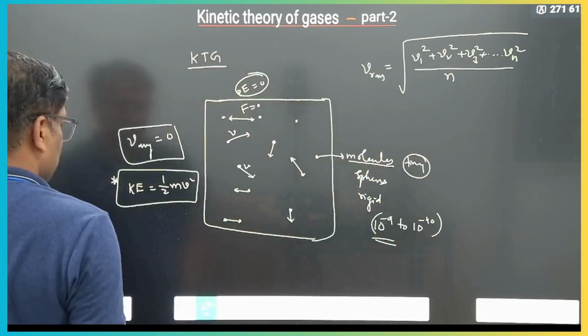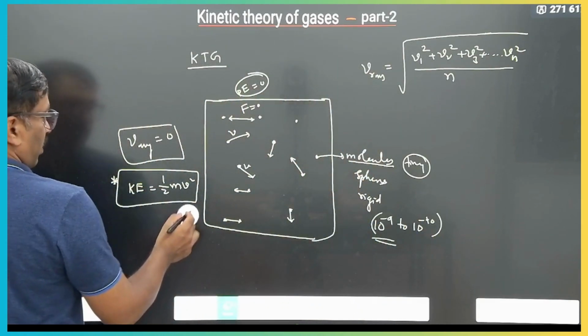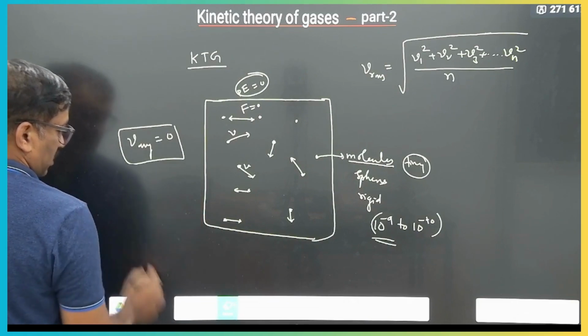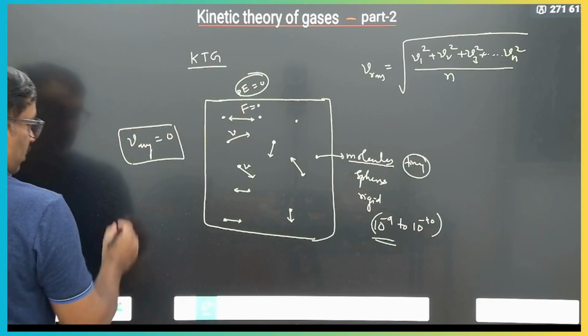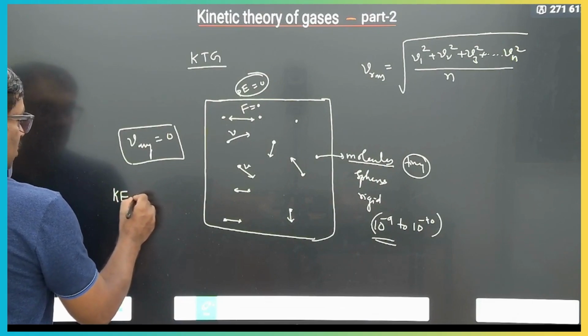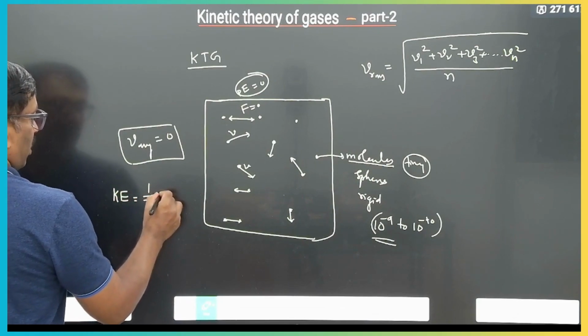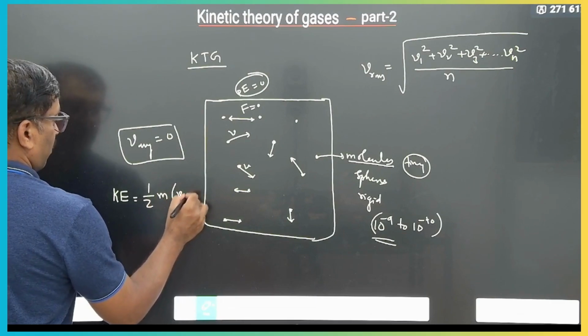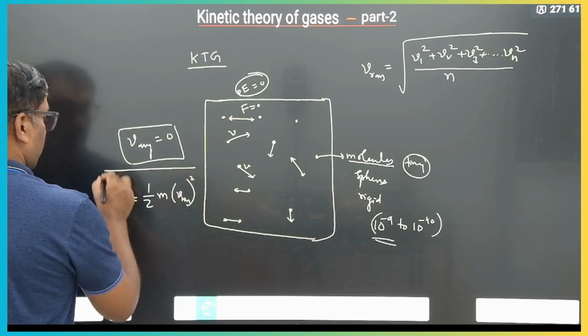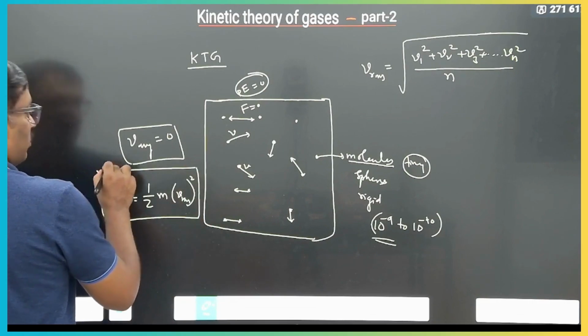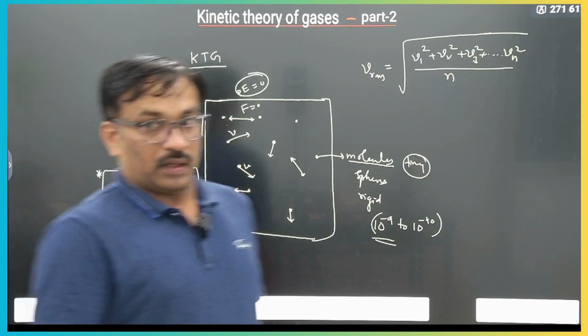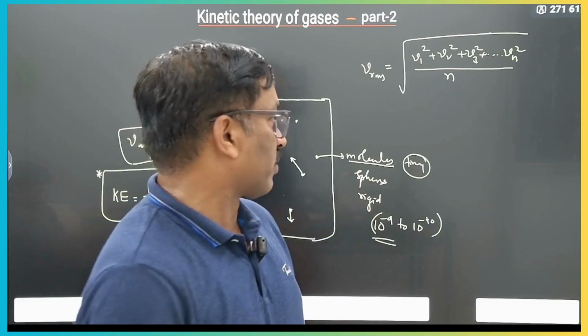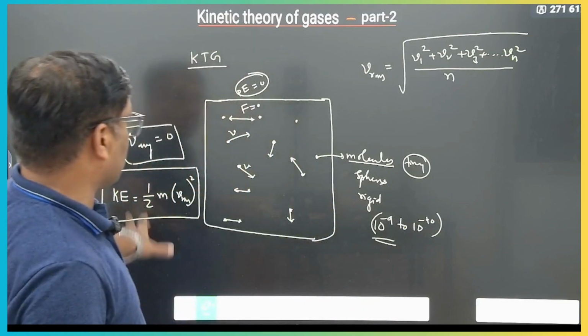This RMS speed we can use for the kinetic energy of the gas. So what is the kinetic energy of the gas? You can write it as half m times V RMS, whole square. The kinetic energy of each molecule we can rewrite as half m v square. This will be the kinetic energy.